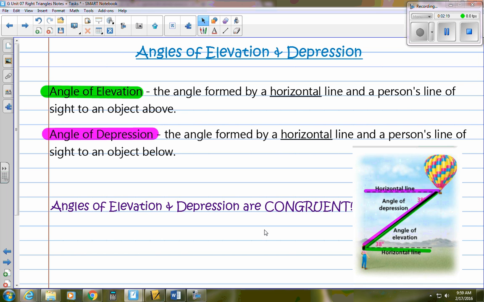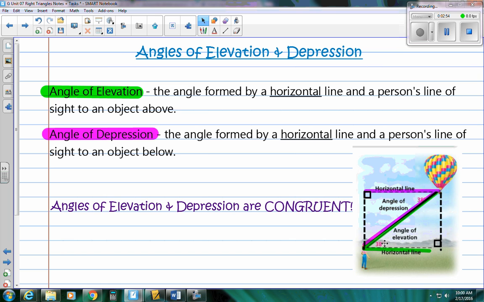So what we're going to be doing is applying angles of elevation and depression to a particular problem. For example, we might ask you in a problem to find the height of the hot air balloon that the person is looking at. If you know that the angle of elevation is 38 degrees, this would be the height of the hot air balloon, and this would be the person's distance on the ground away from the hot air balloon right below it. So we can use trig to find this.